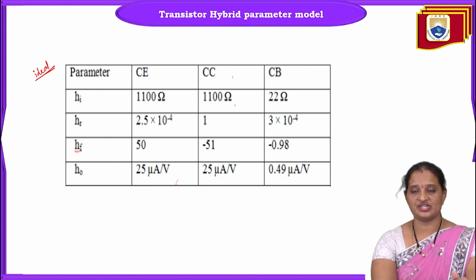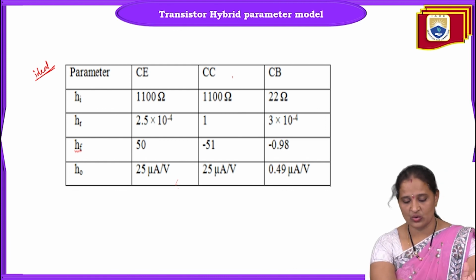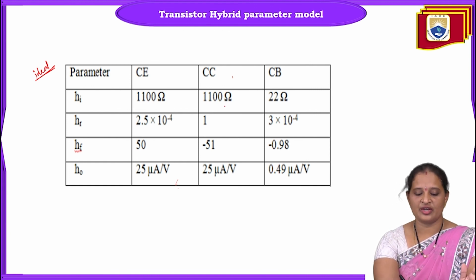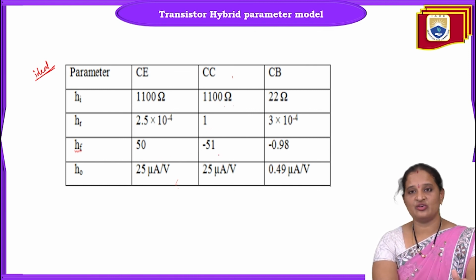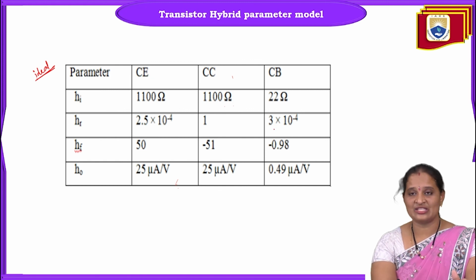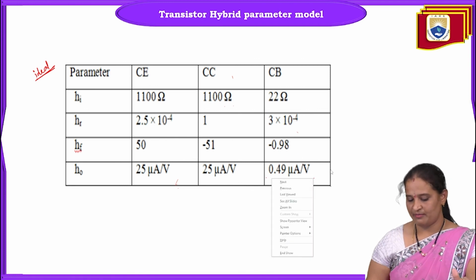And for common collector configuration, these are the values. The formulas and values should be remembered, as these will be used in solving problems. So you have to remember the typical values of all the H parameters of a transistor in 3 different configurations. So 1100 ohms for common collector configuration HI value, HR value is 1 and HF value is minus 51 and HO value is 25 microamperes per volt. And for common base configuration, HI value is 22 ohms and HR value is 3 into 10 to the power of minus 4. HF value is minus 0.98 and HO value is 0.49 microamperes per volt.